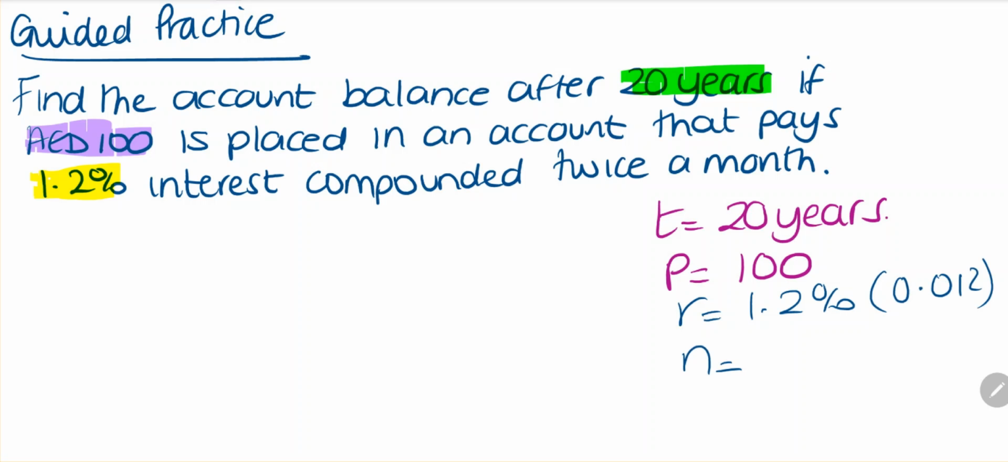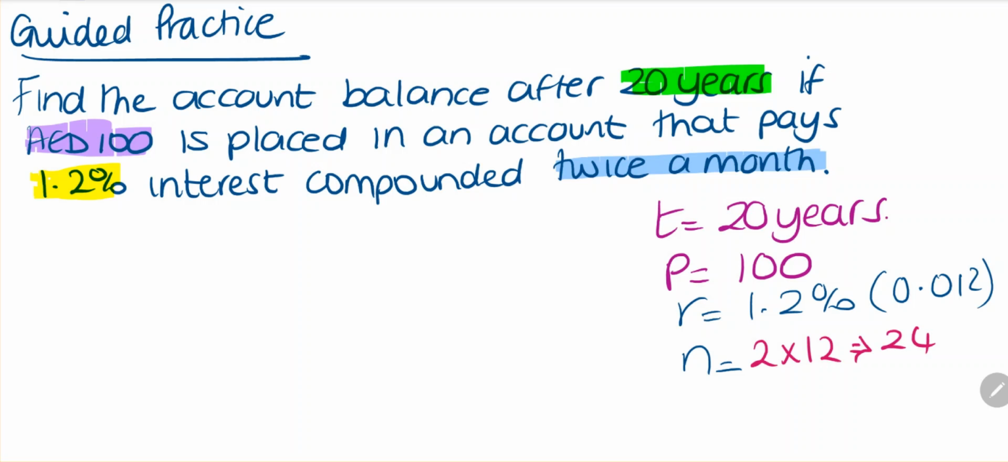And then we need to find n. If we read the question, so let's change color, compounded twice a month. So this is 2 times in a month. And there are 12 months in a year. So it's going to be 24.